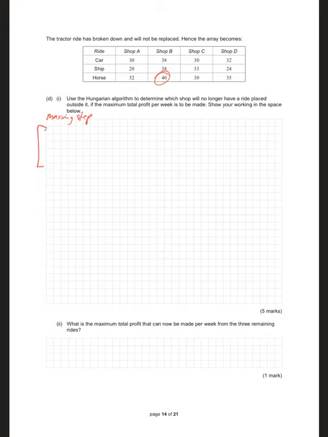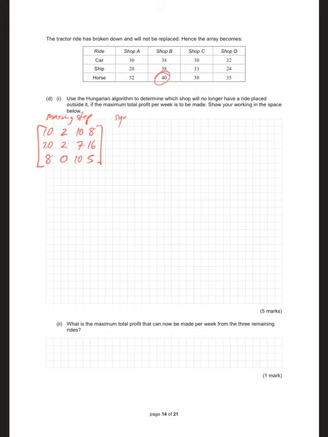40 take 30 is 10. 40 take 38 is 2. 40 take 30 is 10. 40 take 32 is 8. 40 take 20 is 20. 40 take 38 is 2. 40 take 33 is 7. 40 take 24 is 16. 40 take 32 is 8. 40 take 40 is 0. 40 take 30 is 10. 40 take 35 is 5.